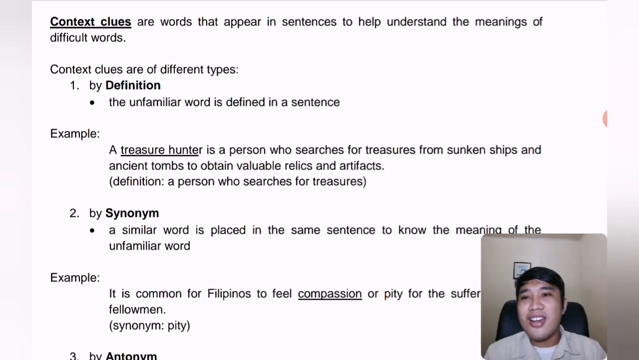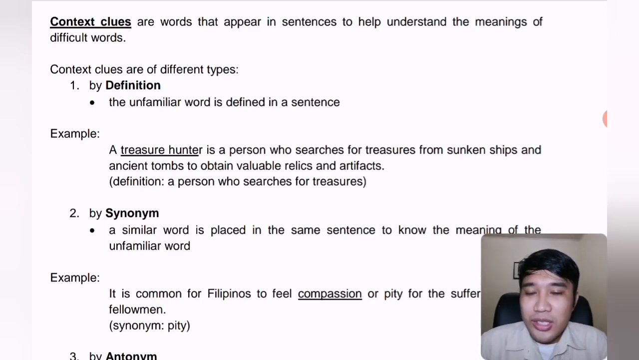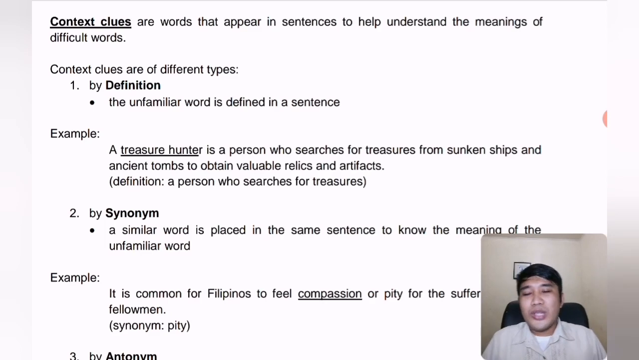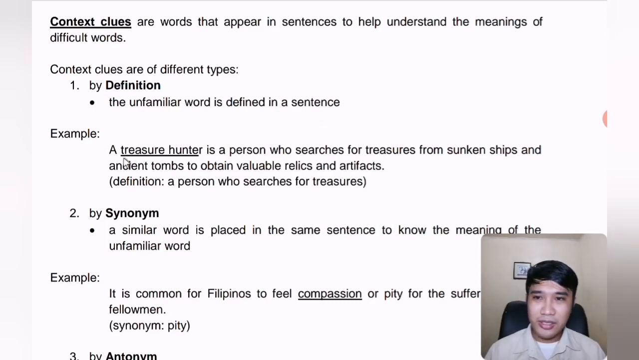So here are the different types of context clues. We actually have 9. And the first one is by definition. Okay, so from the word itself, it is defined. The unfamiliar word is defined inside a sentence. Example, a treasure hunter is a person who searches for treasures from sunken ships and ancient tombs to obtain valuable relics and artifacts. So what's the unfamiliar word here? Treasure hunter.